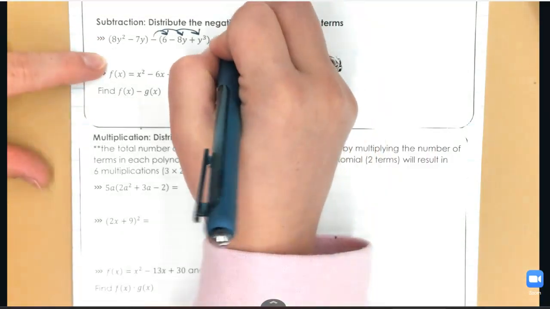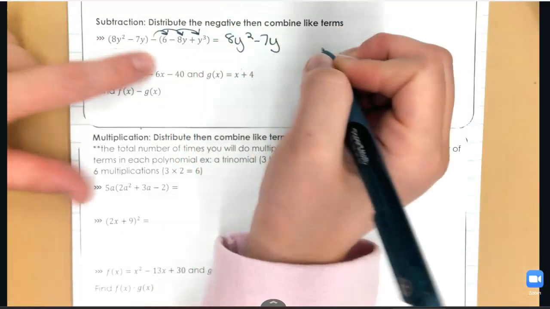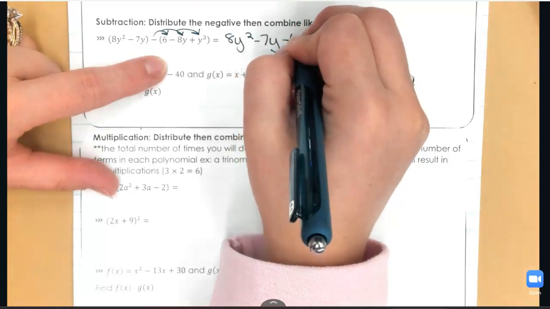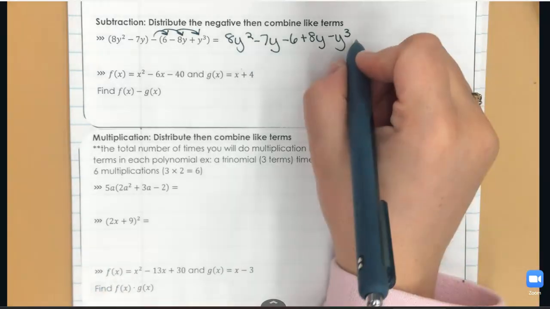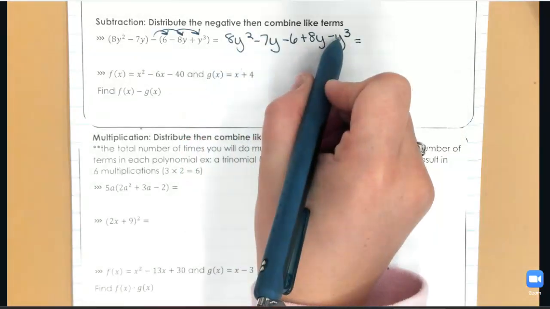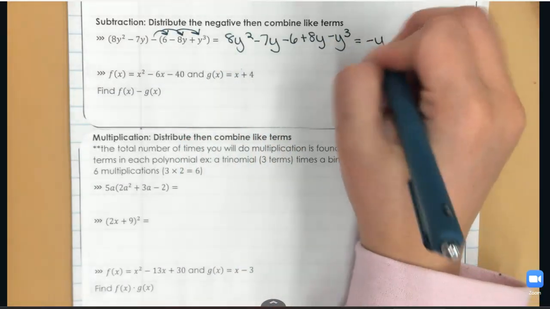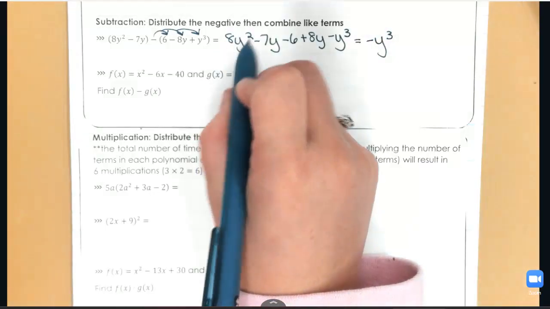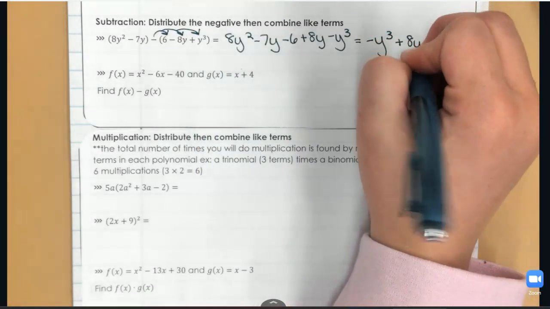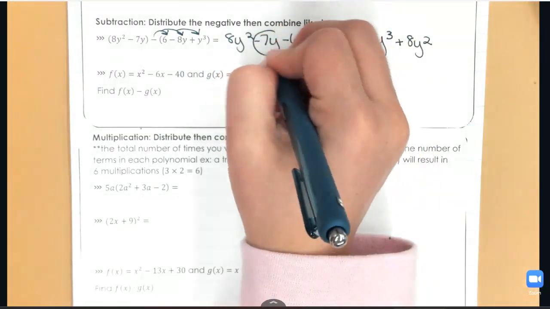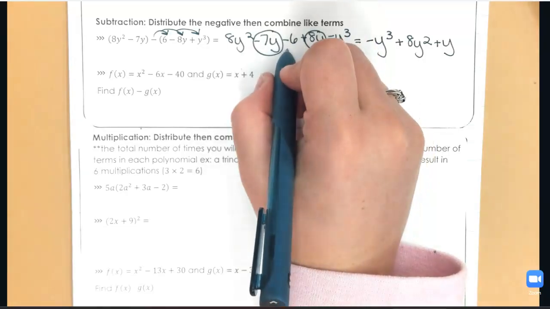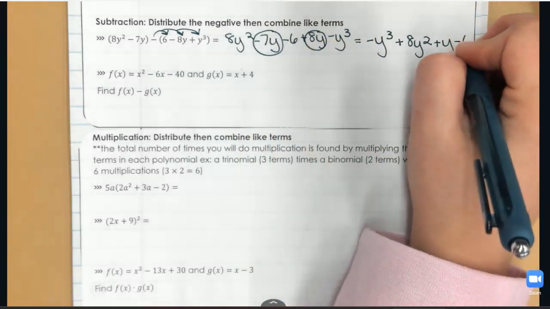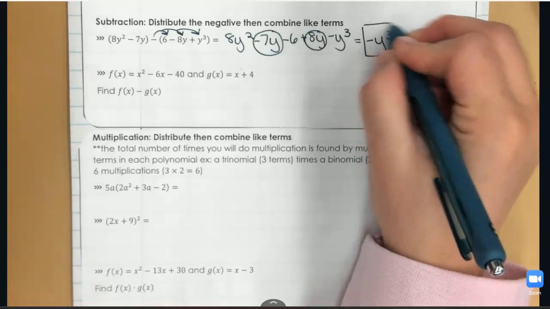So the first one's going to stay the same, 8y squared minus 7y. Then I will get minus 6 plus 8y minus y cubed. Now that I have distributed my negative, I can go on and combine like terms. Starting with the greatest power first, negative y cubed. I don't have another cubed, so I have nothing to combine. I also don't have anything to combine with the y squared, so that will stay 8y squared. Now I have a negative 7y and an 8y. That will total to just 1y. And I only have a negative 6. I don't have any other constants, so that will stay the same. And here is my final answer.